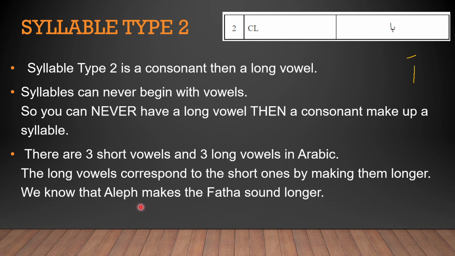Each long vowel has one short vowel that goes along with it. Alif is the long vowel that corresponds with the short vowel fatha. So in any word, when there is alif, it means the fatha sound will become longer. I hope this was clear to you today. Today we learned about the first and second types of syllables, and in future lectures we will be learning about more syllables, and then after that we'll continue our journey of the Arabic alphabets.